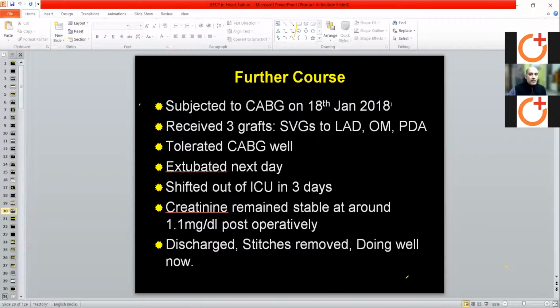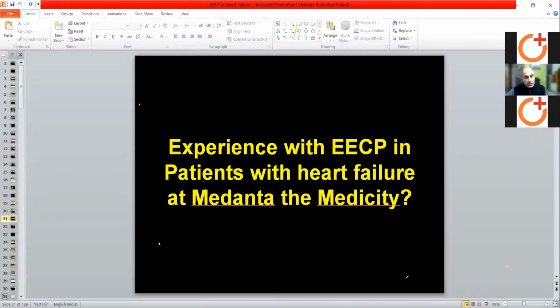And so on 18th of January 2018, we did the bypass. 3 grafts were given, tolerated well, extubated the next day, and he has completed 4 years of his follow-up. He's doing extremely well and perfect. So this is what the treatment of counterpulsation was.